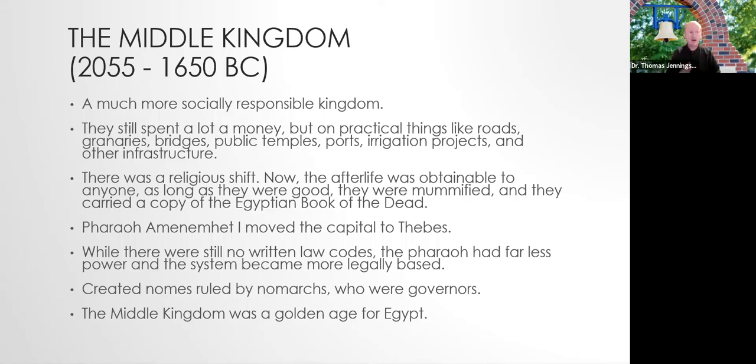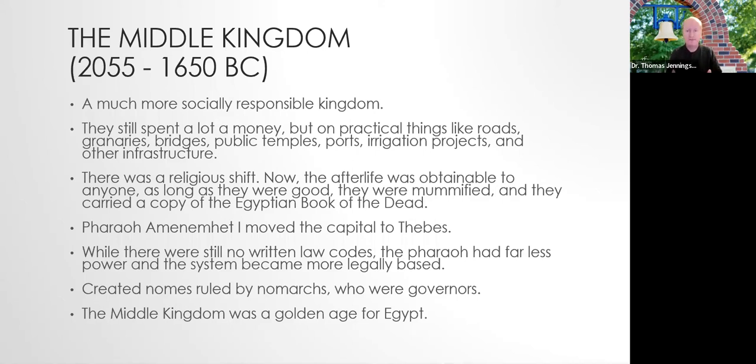The afterlife was no longer just for the pharaohs. Anybody could get to the afterlife. And we'll talk about that some more in a moment. But you had to be mummified still. You had to be a good person. There is some moral requirement to get into heaven. And you had to have a copy of the Egyptian Book of the Dead to go through the trials to get to the afterlife. The journey to the afterlife was dangerous. We'll look at that in a moment.